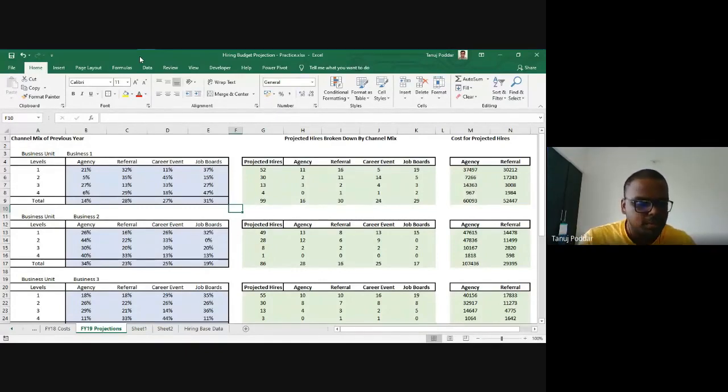So in recruitment, they would want to see the time that they take to hire people, and the cost that they incur for hiring these people. So cost was one of the things that we covered today, right?